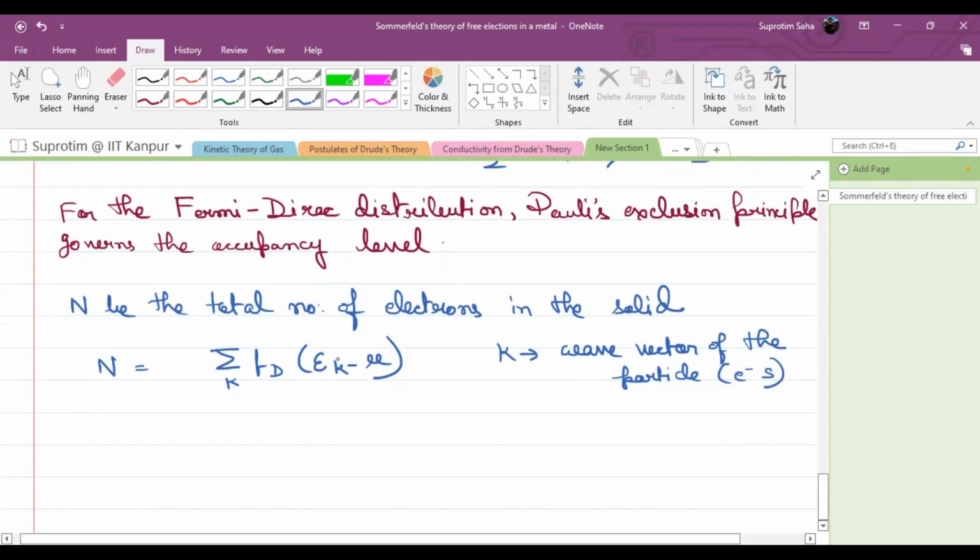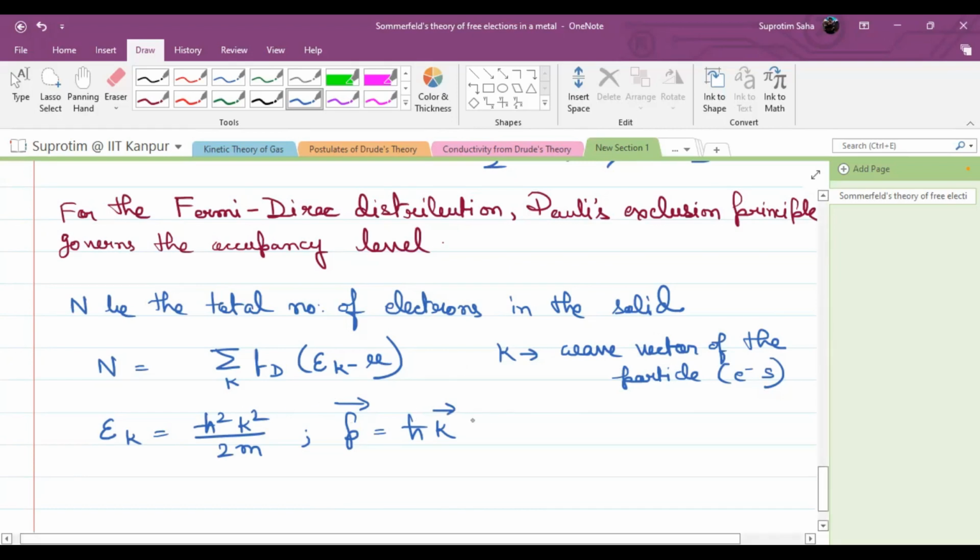So this has indices k. This k is the wave vector of the electron, and epsilon k is ħ²k² over 2m, and the momentum is p equals ħk. Okay, vector, because this is the wave vector. So summing over the Fermi distribution will give you the total number of electrons present in the solid.